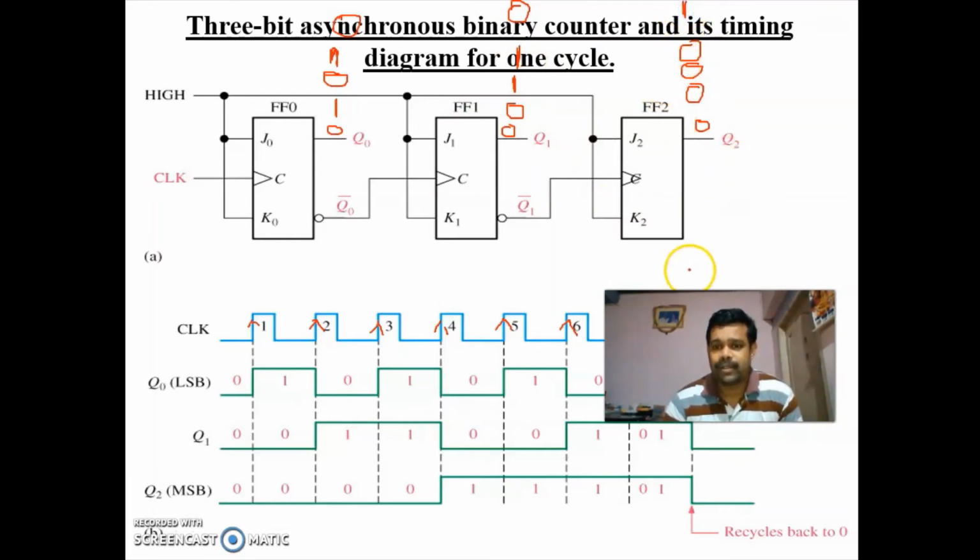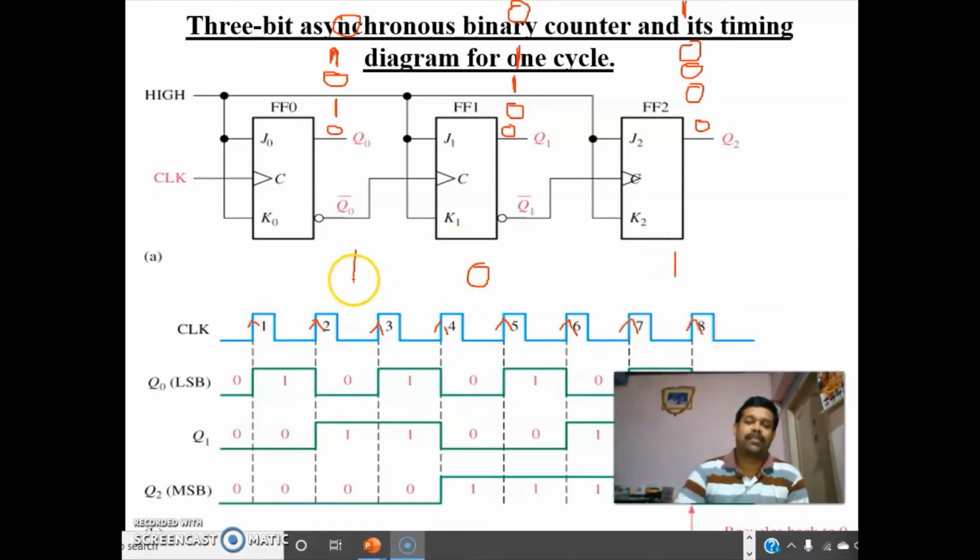Okay, so next outputs I am writing here. Up to 1 0 0 I have written here. During the next clock pulse, this 0 will change to 1. At that time, you are having 0 here. So this flip-flop will not conduct. Since this flip-flop is not changing, this flip-flop will also not change. So you'll be getting 1 0 1.